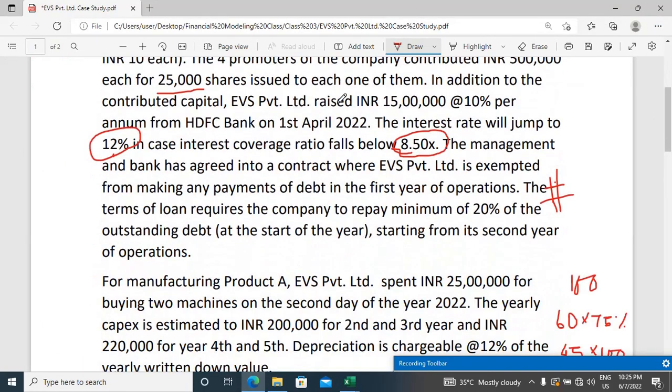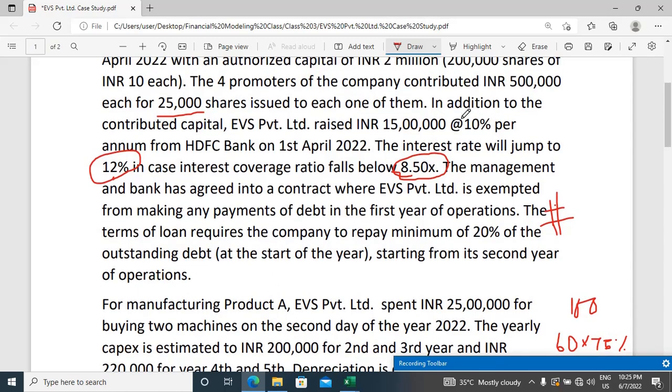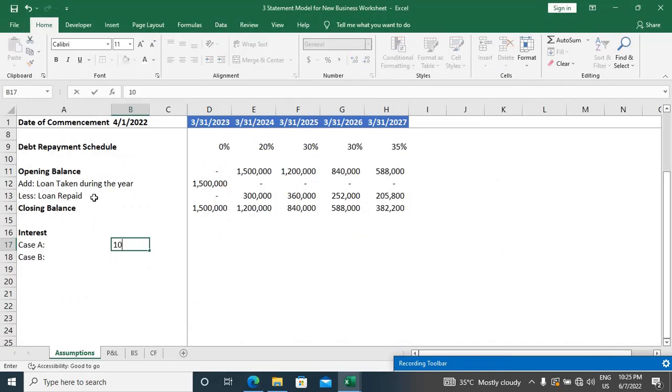So, loan raised of 15 lakh at 10% per annum from HDFC Bank, the interest rate will jump to 12% in case the interest coverage ratio falls below this 8.5x. So now we have these two different cases, two different rates, 10% and 12%. These are the two scenarios given to us.